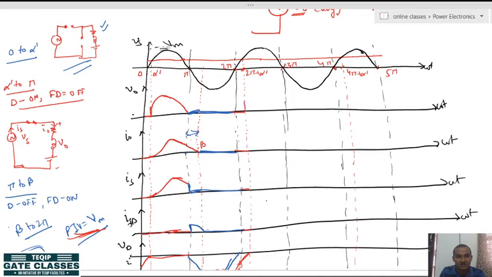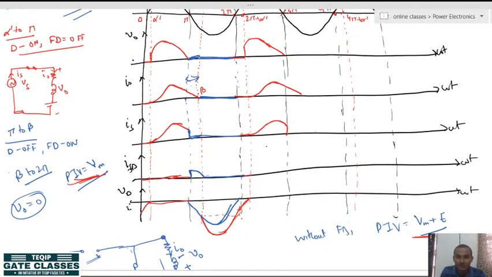So we can simply draw like this. This is the output voltage, output current, source current, freewheeling diode current, and main diode voltage, like this.